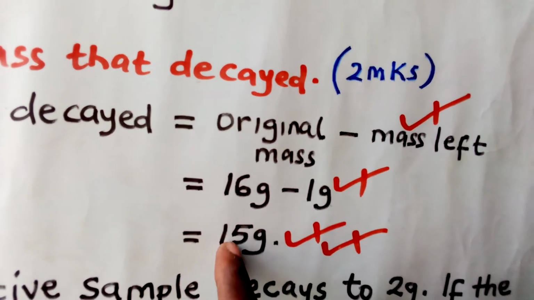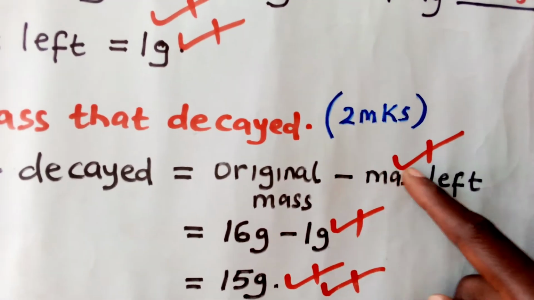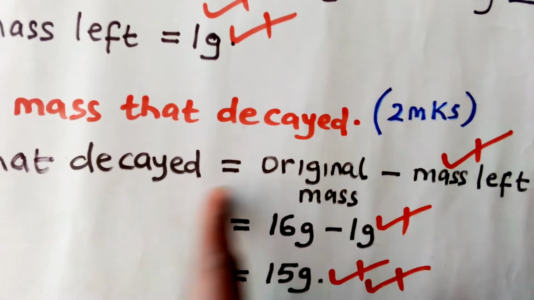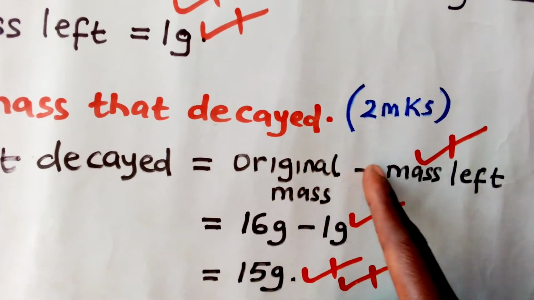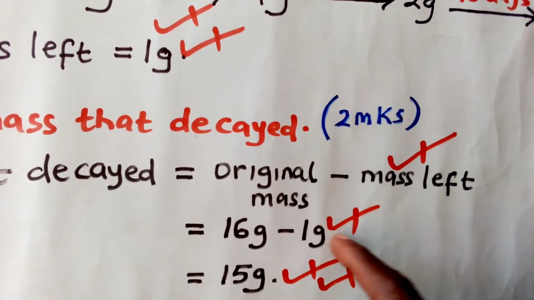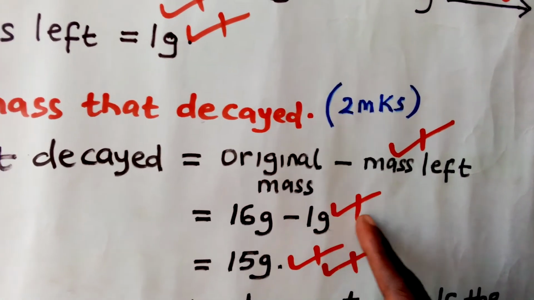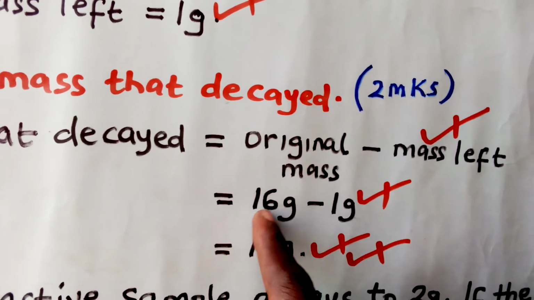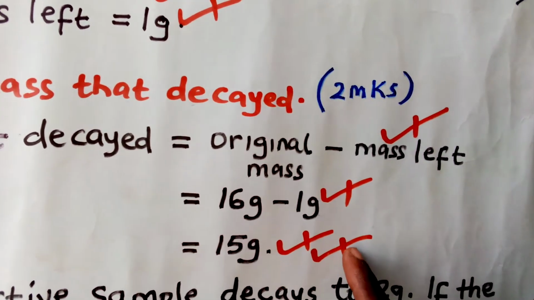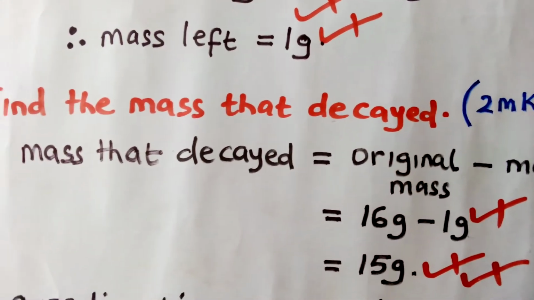16 minus 1, you get what? 15 grams. So if there are 2 marks here, I have for the formula: mass decayed is equal to original mass minus the mass left. Then another half for substituting the original mass as 16 minus 1 grams. Then a half for the correct answer after subtracting 16 minus 1, you get 15. Then the remaining half is for the unit. And you get your 2 marks.